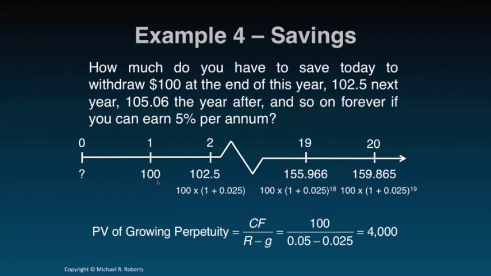So we take the first cash flow, $100, divide it by the difference between the discount rate and the growth rate to get $4,000. In other words, if we have $4,000 today and it's earning 5% interest per annum every year thereafter, we can pull out $100 next year and have that amount grow by 2.5% every year thereafter.